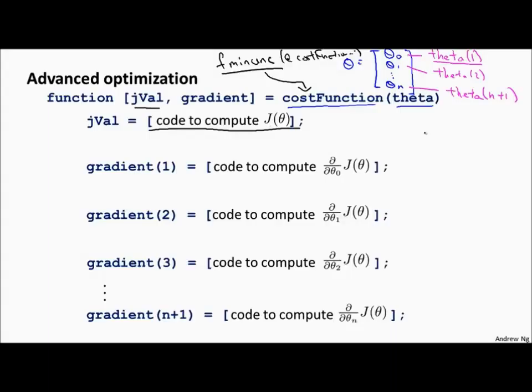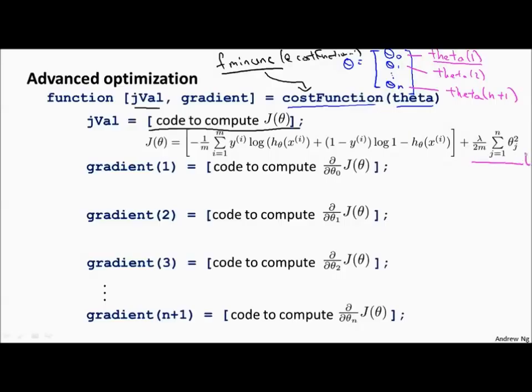Now when we're using regularized logistic regression, of course the cost function J of theta changes, and in particular our cost function needs to include this additional regularization term at the end. So when you compute J of theta, be sure to include that term at the end. The other thing the cost function needs to provide is the gradients. Gradient 1 needs to be set to the partial derivative of J of theta with respect to theta 0, gradient 2 to the next one, and so on. Once again, the index is off by 1 because of the indexing from 1 that Octave uses.